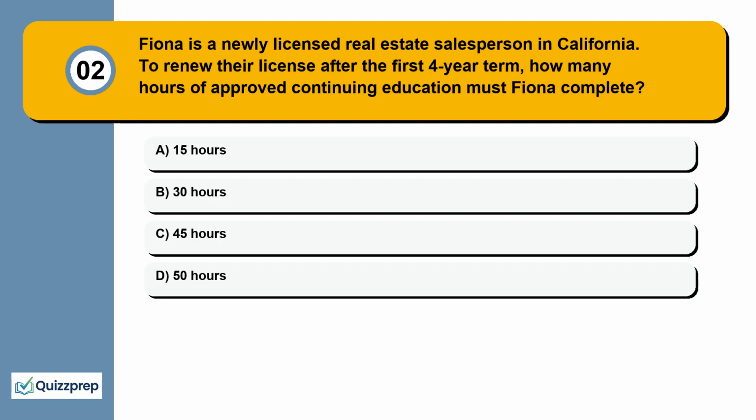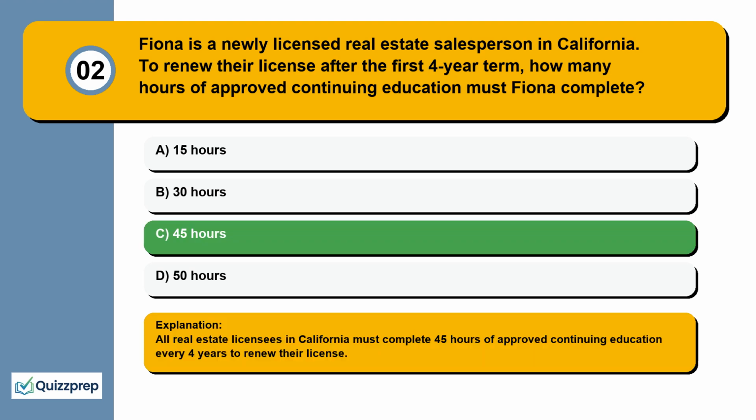Question 2. Fiona is a newly licensed real estate salesperson in California. To renew their license after the first 4-year term, how many hours of approved continuing education must Fiona complete? 15 hours, 30 hours, 45 hours, 50 hours.